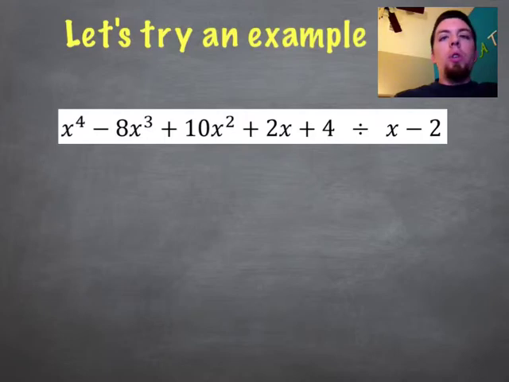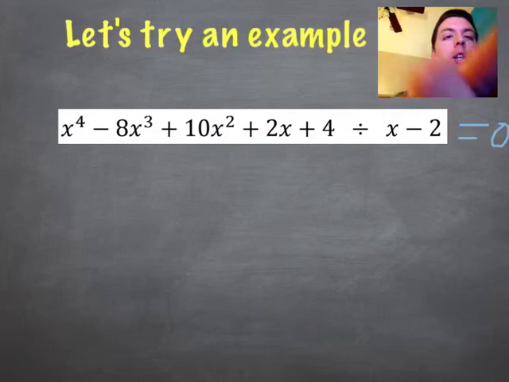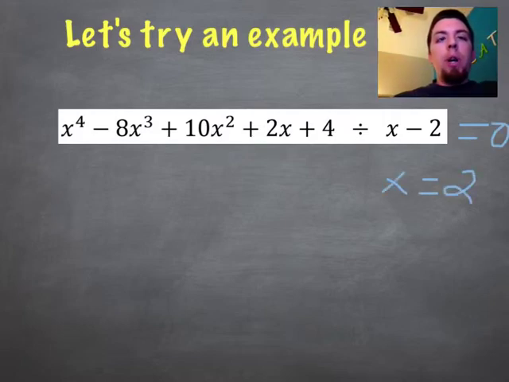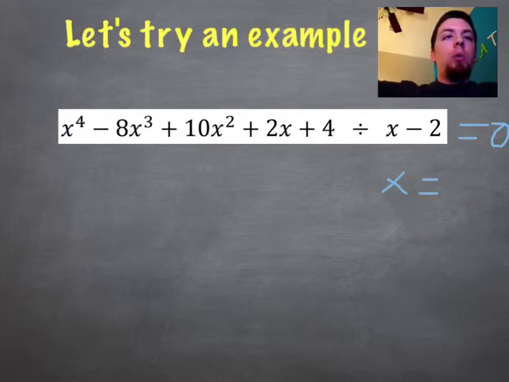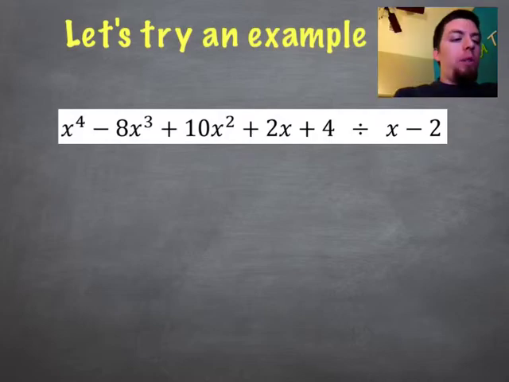Okay, so let's do another example. We have this polynomial being divided by x minus 2. If we divide by x minus 2, that means we can evaluate by the 0 of x minus 2. So if we set x minus 2 equal to 0, we're going to end up with x equals 2. So we're going to evaluate by 2, and that will give us our remainder. So let's get rid of that. Alright, so we can evaluate by 2.